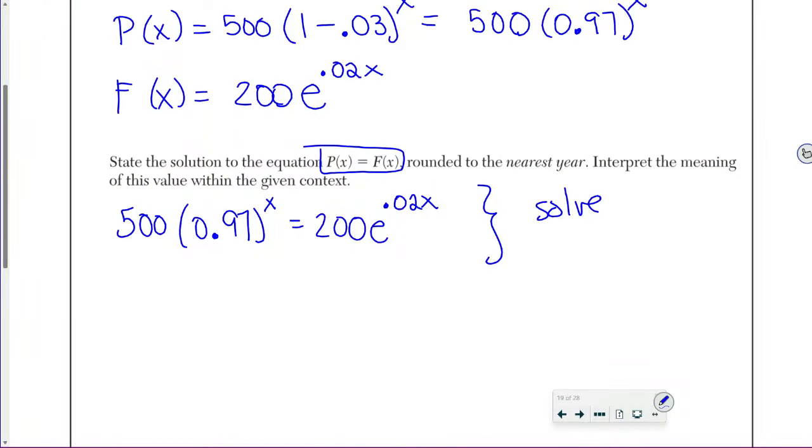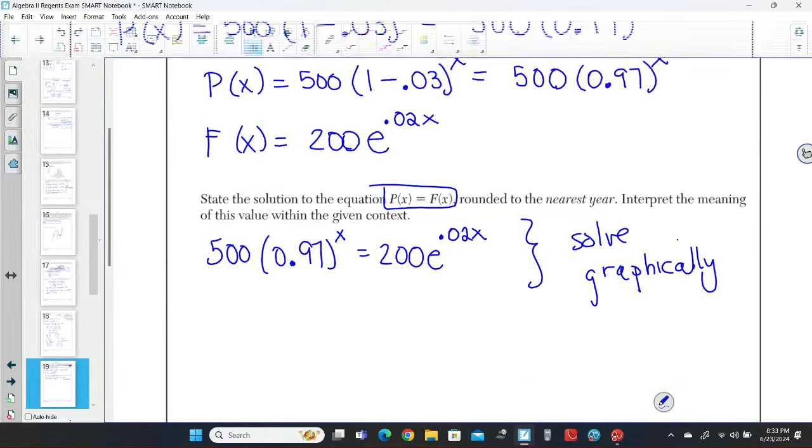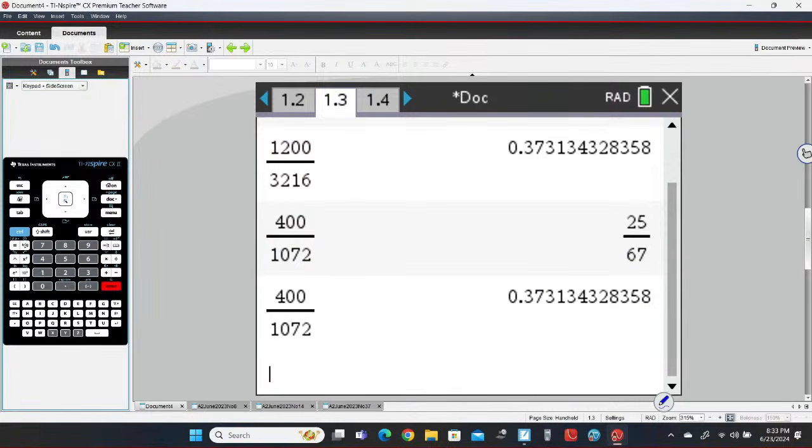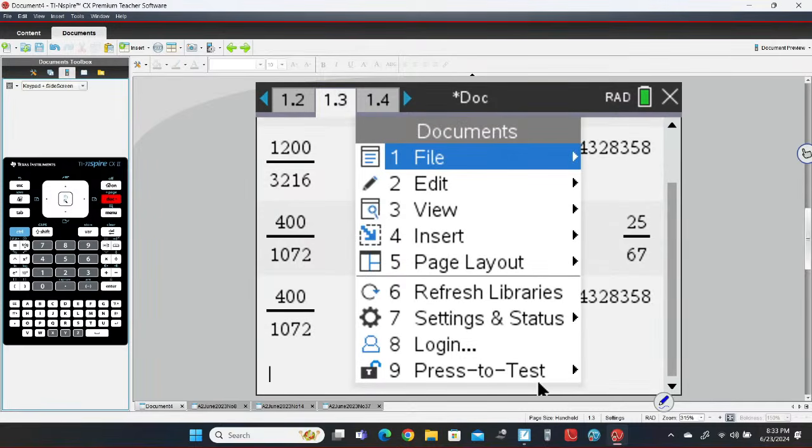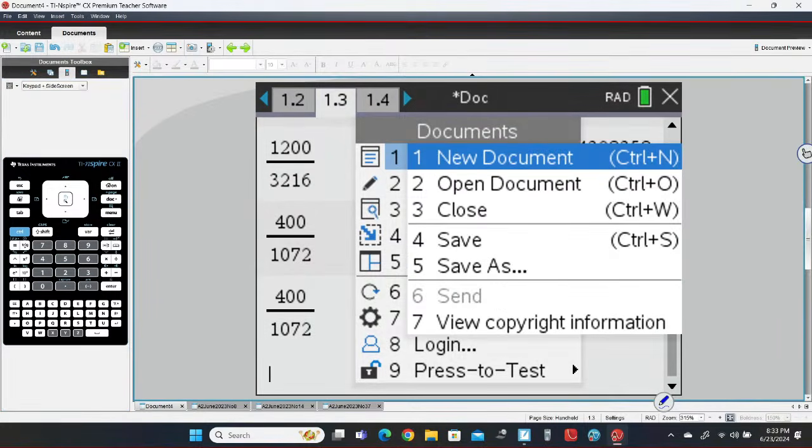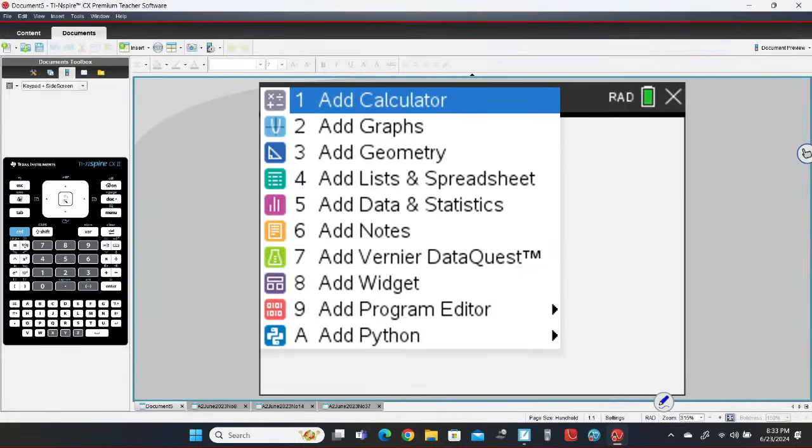Solve graphically. Now, maybe sometimes that's easier said than done. So let's take a look really quick at how we can solve this graphically. I'm going to put in a brand new, let me do File, New Doc. Don't worry about that. Let's add in a graph.